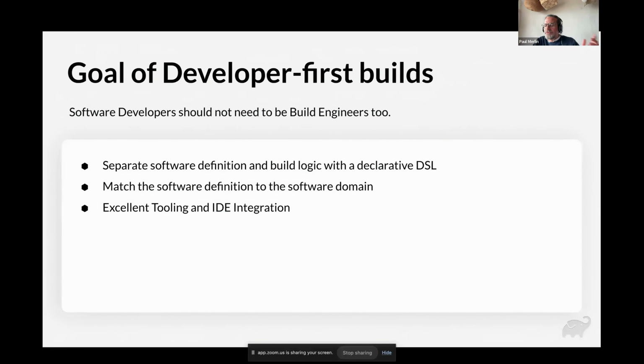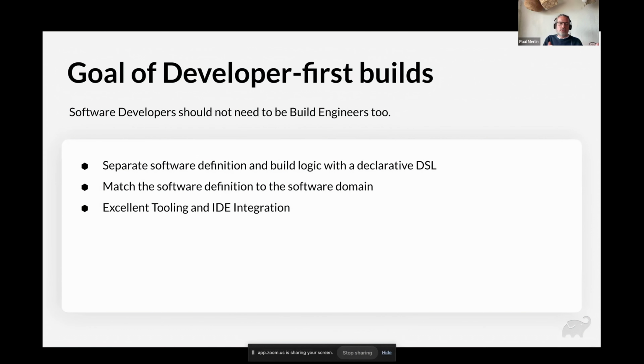And so with that in mind, our goals to make builds developer first are as follows: to clearly separate, like build a fence between, the software definition and the build logic. And for that, we decided to use a declarative DSL, and we will go into more detail later. And to match the software definition to the software domain.